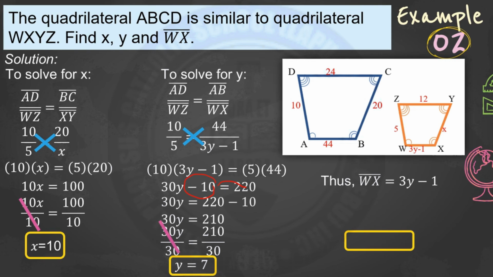Thus, segment WX is equal to 3y minus 1. Since we already have the value of y, which is equal to 7, substitute y with 7. So we have 3 times 7 minus 1, 21 minus 1. The segment WX is equal to 20.